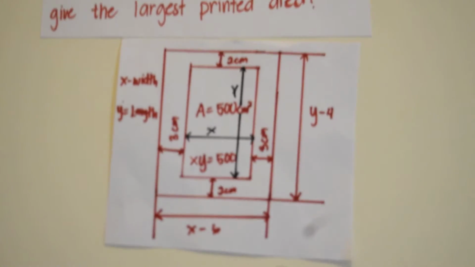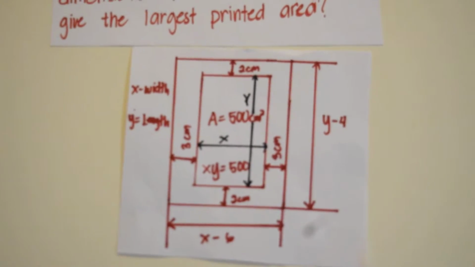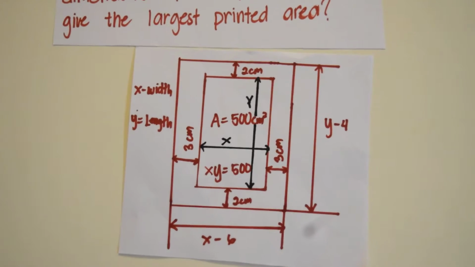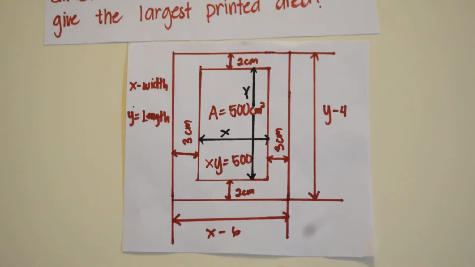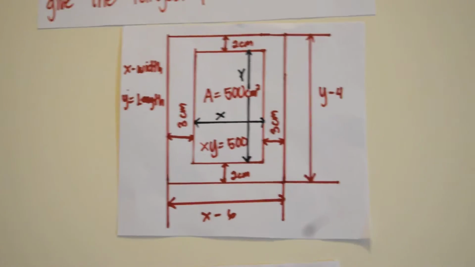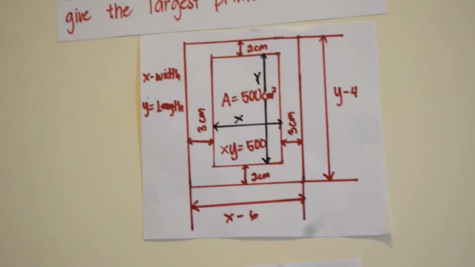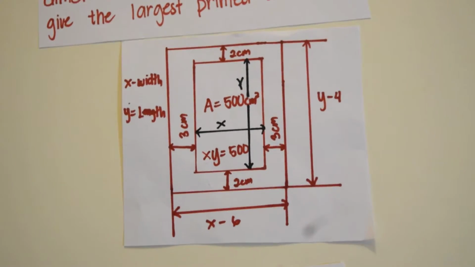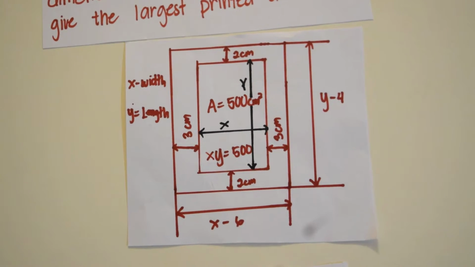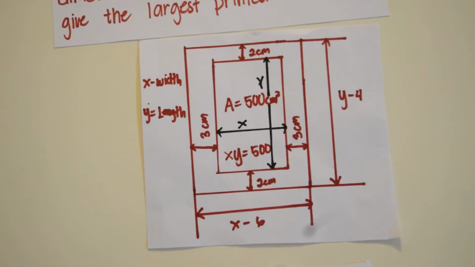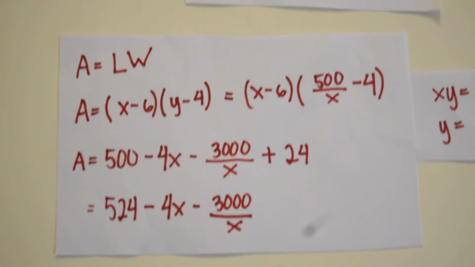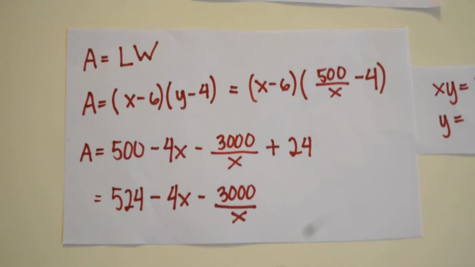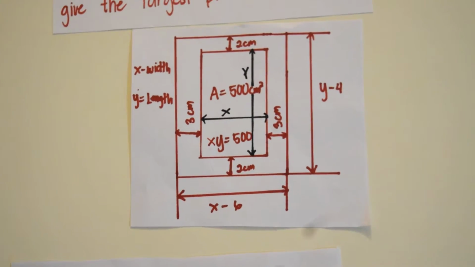So, from our drawing, we can say that the total area can be x times y is equal to 500. And since 2 centimeters is taken from the top and bottom, we can say that our length is y minus 4, and our width is x minus 6. So our x is the width and our y is the length. Now, to get the area, the formula is length times width. So from our drawing, our length and width are y minus 4 and x minus 6.